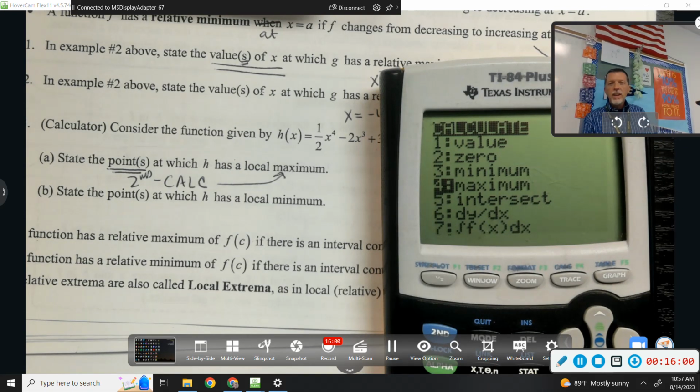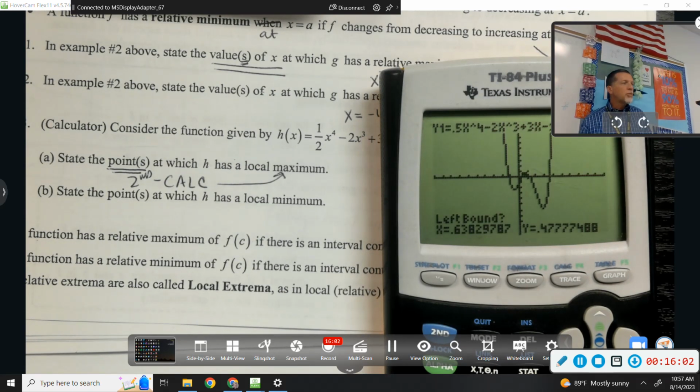Second calc maximum. And then it prompts you for a left bound. That means get to the left of the maximum. So come to the left a little bit, press enter. Right bound means get to the right of the maximum. So scroll over till you're past the maximum. Press enter. Yes, you can just press enter again, or you can try to help your calculator out and find it as best you can.